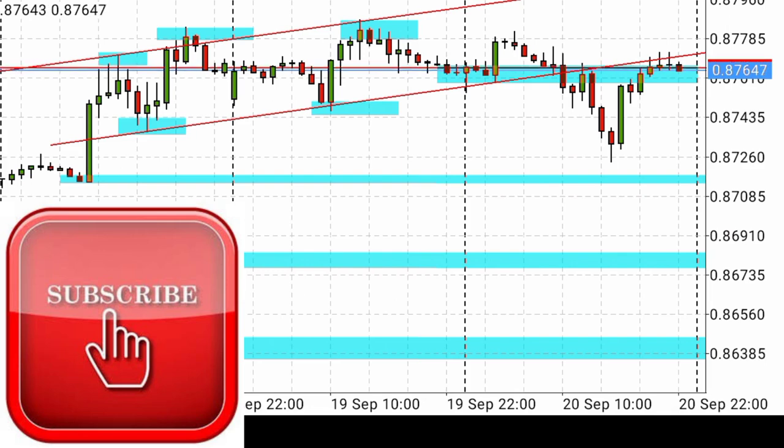We're heading for a bearish move. Let's see how it all plays out. Make sure you catch the move.